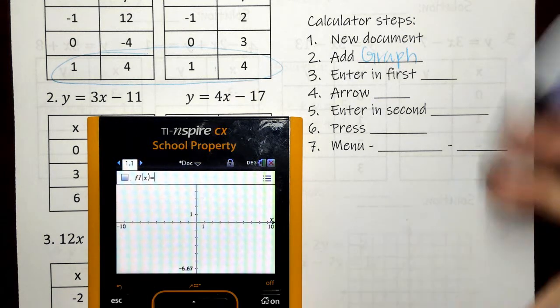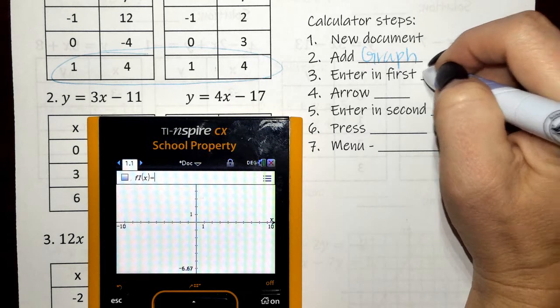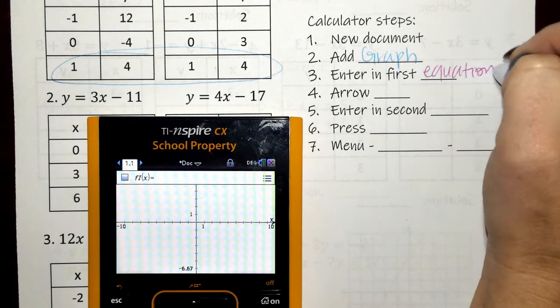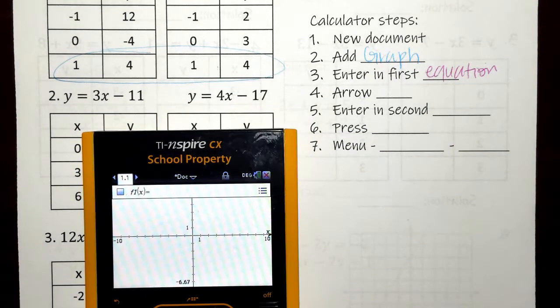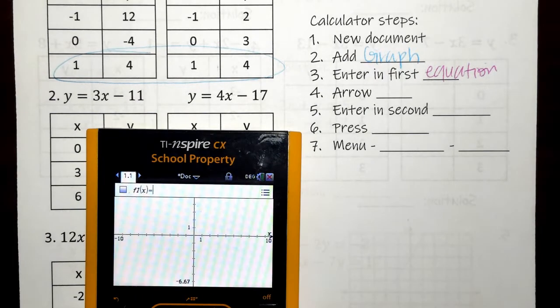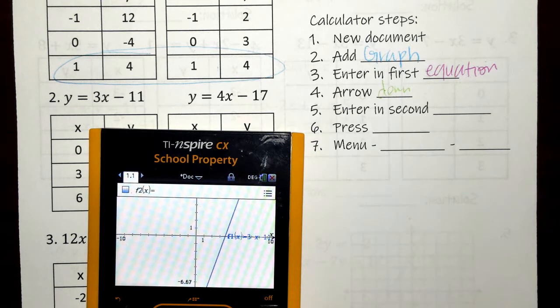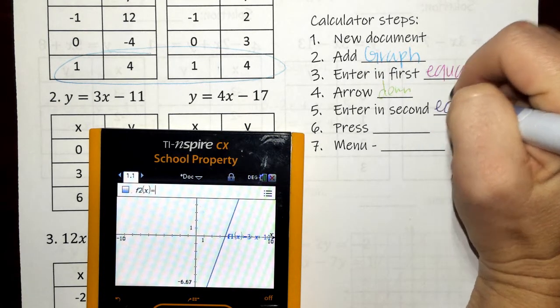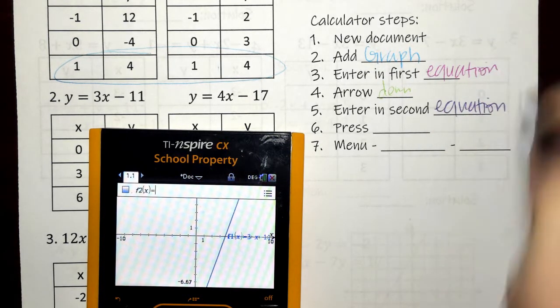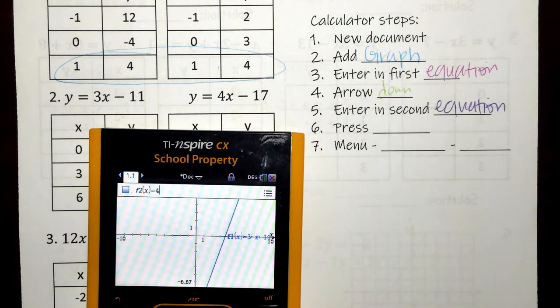Then we're going to enter in the first equation, of course making sure it's in slope-intercept form. This one is in slope-intercept form, and then I'm going to arrow down so that I can enter in the second equation. Again, this one has to be in slope-intercept form. It is. It's in y equals, so 4x minus 17. Press enter.